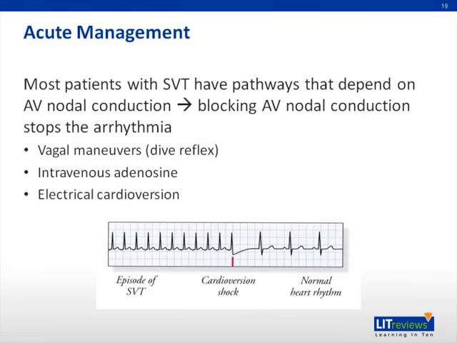As mentioned previously, most patients with SVT have pathways that depend on AV nodal conduction. Thus, blocking conduction in the AV node will terminate the arrhythmia. This can be accomplished by having the patient perform vagal maneuvers, administering intravenous adenosine, or with electrical cardioversion.